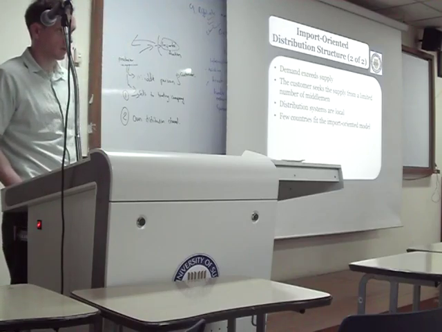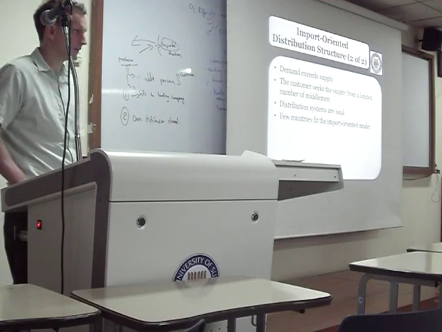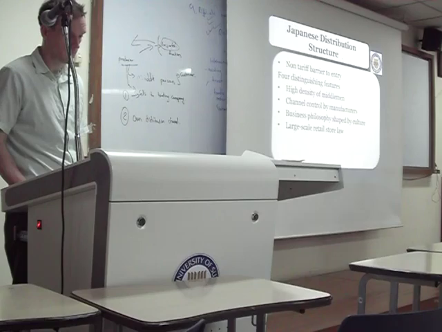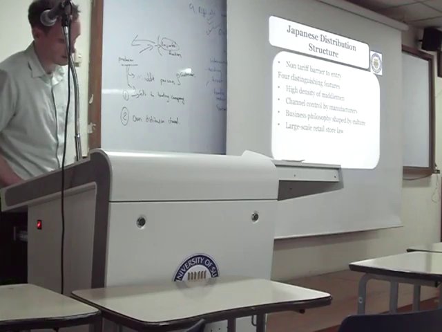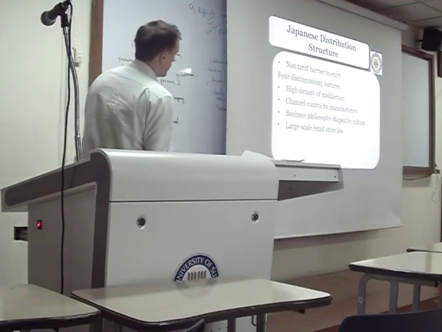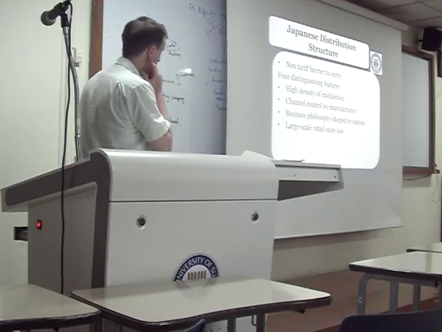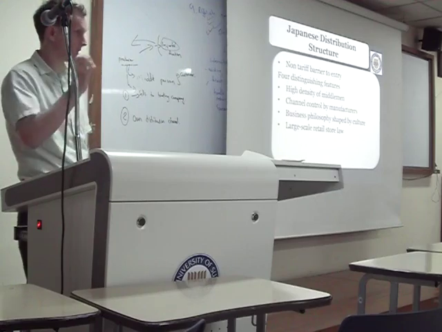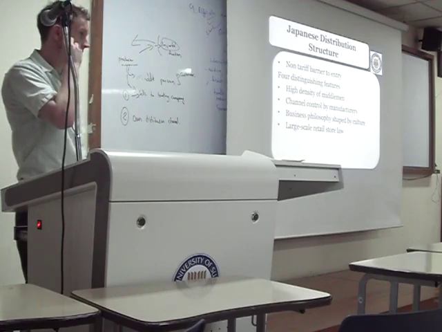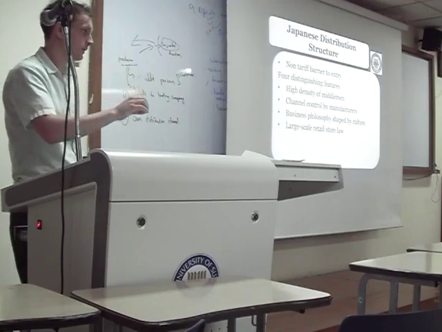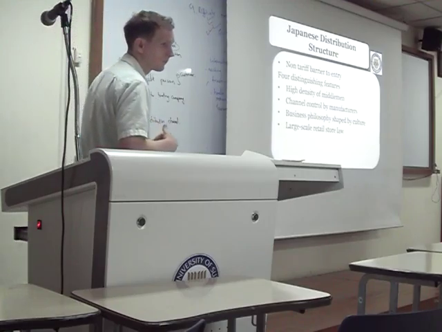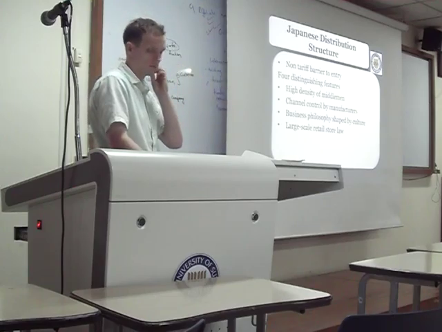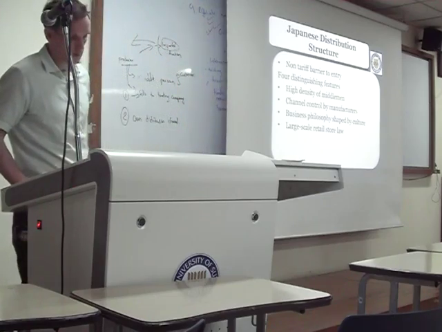Some developing or emerging economies usually fit this kind of model more, okay, or just some certain industry. So Japan, for example, has a very specific distribution structure. This is, like my friend in China, a non-tariff barrier to entry for many companies. Do you understand non-tariff barrier to entry? Even if they make the FTA, it's not easy for the foreign company to come in and sell things because of the distribution system. They have four distinguishing features.